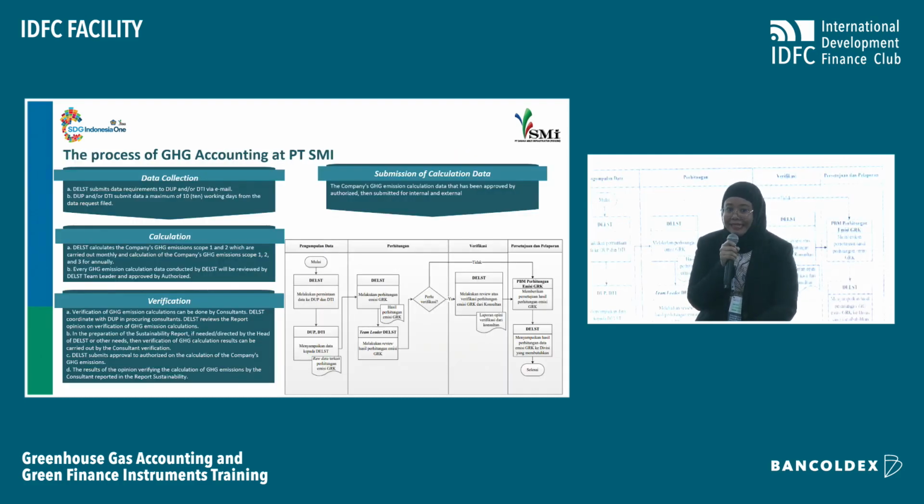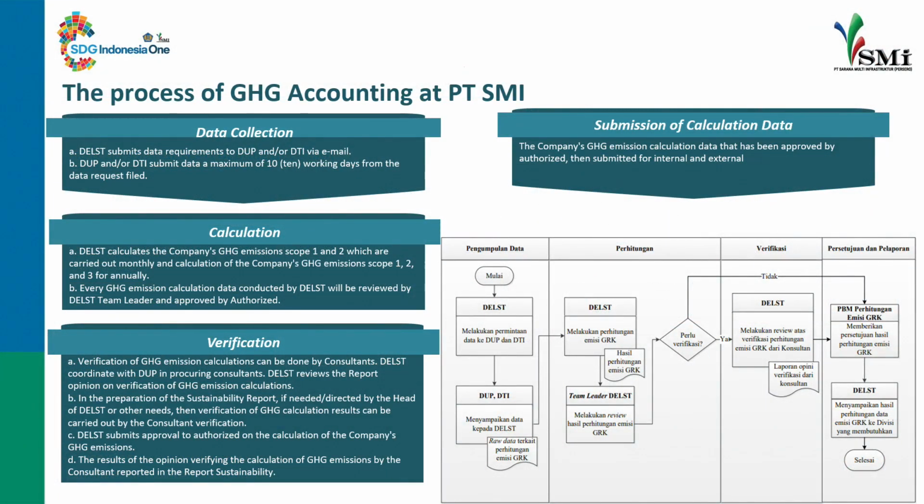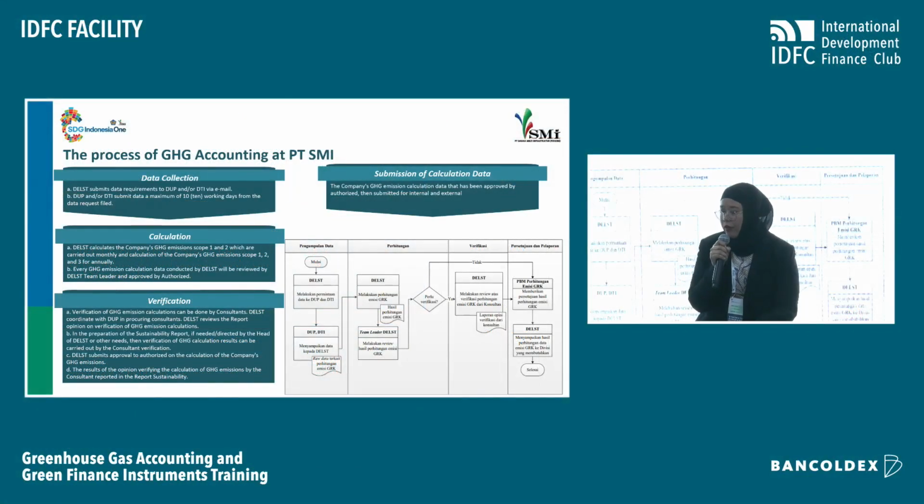So this is the process of GHG accounting at PTSMI. As you see on the screen, there are four steps that we have to complete. The first one is data collection, and then calculation, verification, and the last is submission of calculation data. The ESS team doesn't work by itself because we have to coordinate with other divisions or departments, which are General Affairs and Procurement Division, and the second one, Technological Information Division.